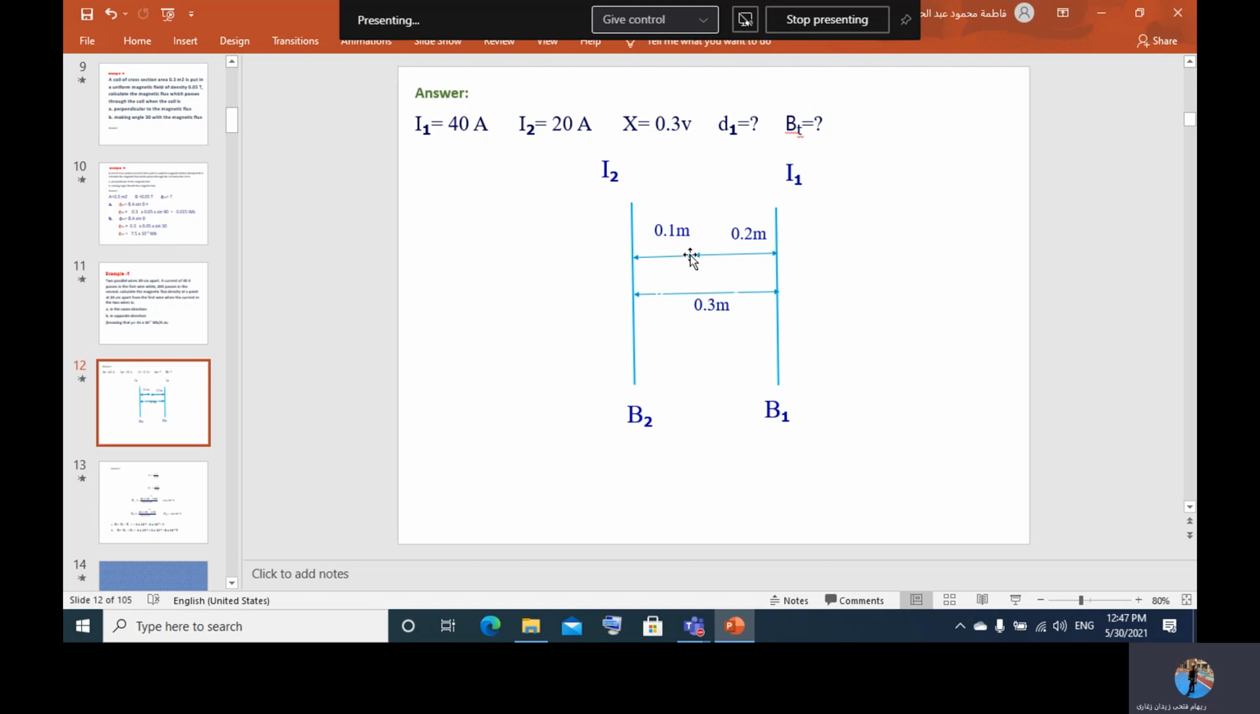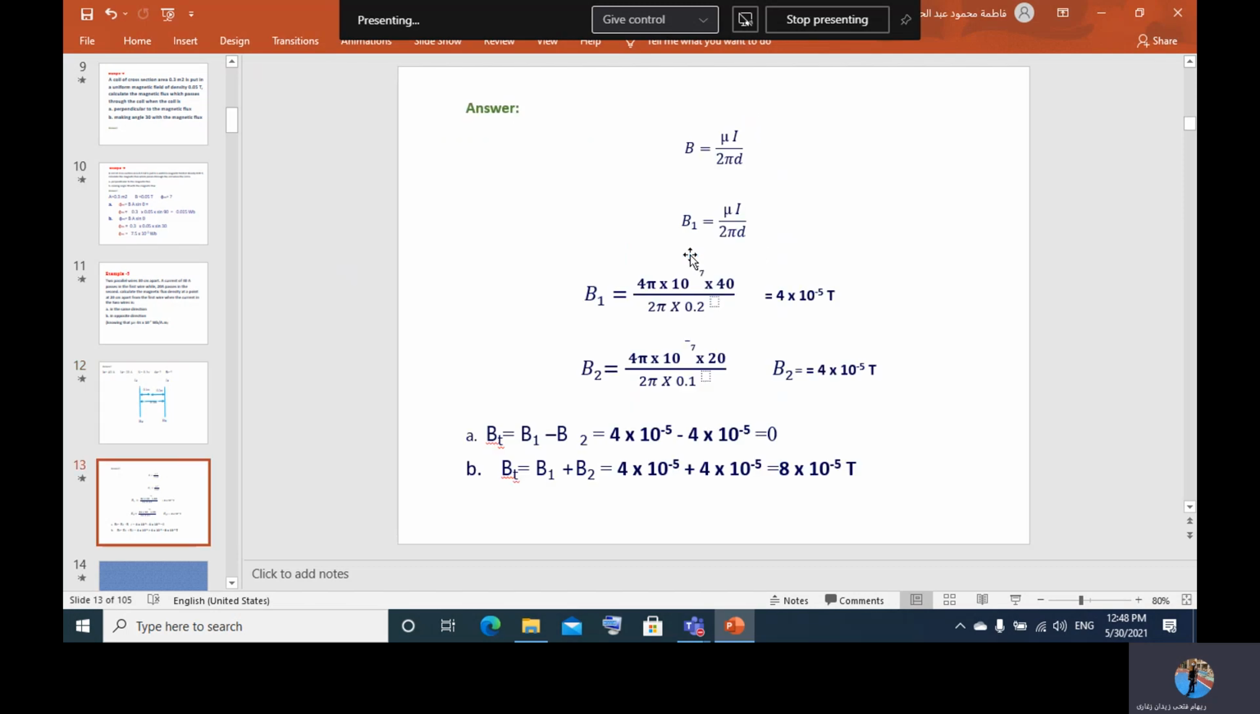First step is to extract information, and here I have I1 equals 40 ampere, I2 equals 20 ampere, X equals 0.3. And here you have B1, I don't know, and BT, I don't know. BT is the total flux density. Let's now proceed after knowing what exactly we have to do.